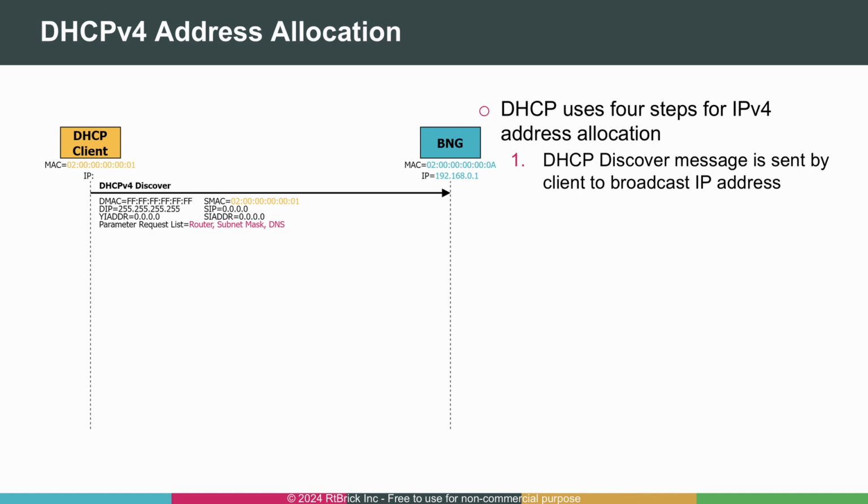DHCP uses UDP as a transport protocol. Messages from a client to a server are sent to port 67, while messages from a server to a client are sent to port 68.